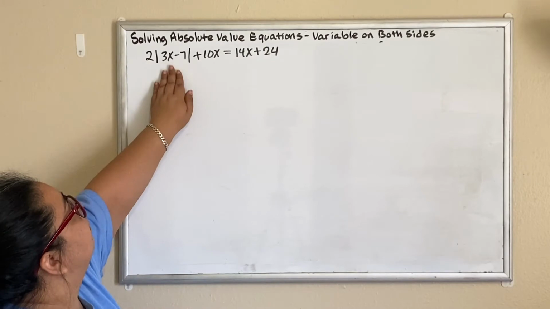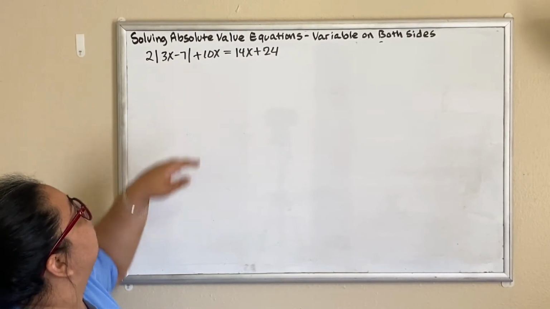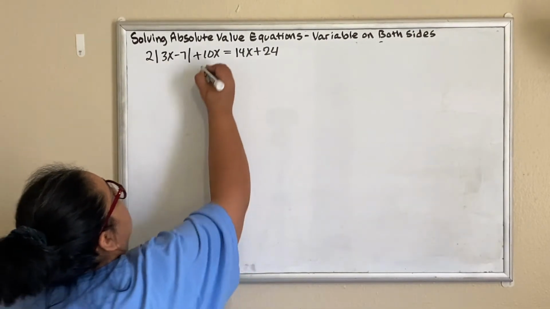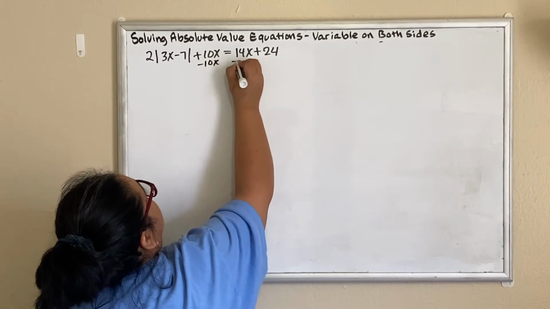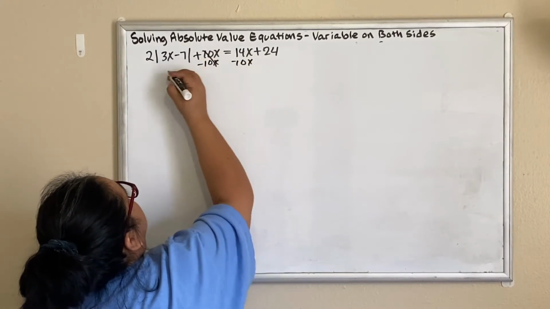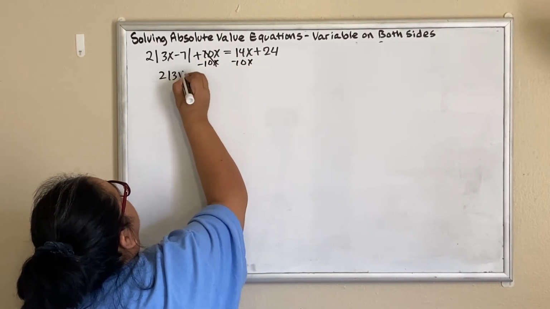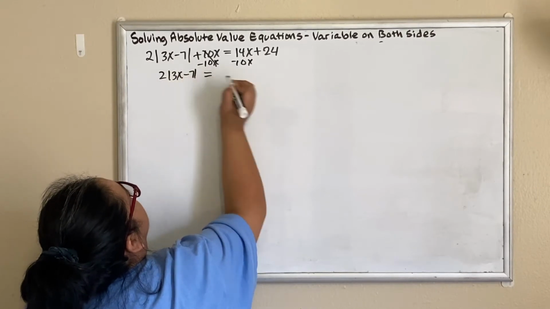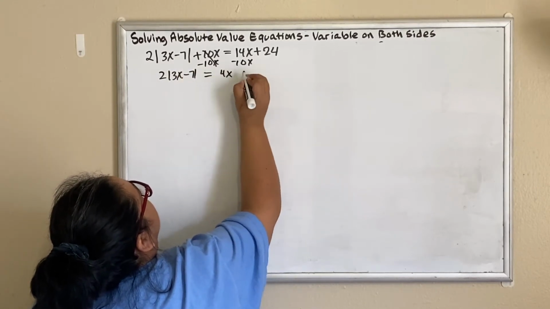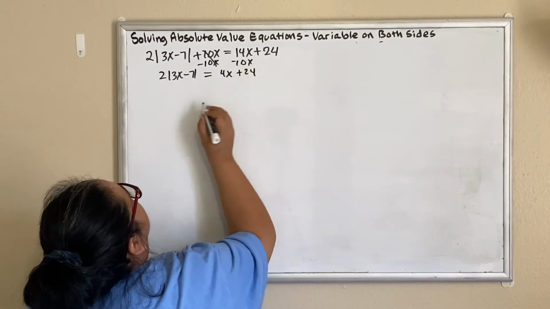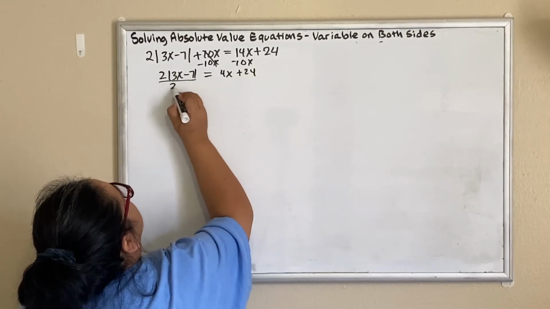So our absolute value is not isolated, so we need to isolate it. First thing I'm going to do is subtract 10x from both sides, eliminating the 10x. So we get 2 times the absolute value of 3x minus 7 equals 4x plus 24. And now we can divide both sides by 2.